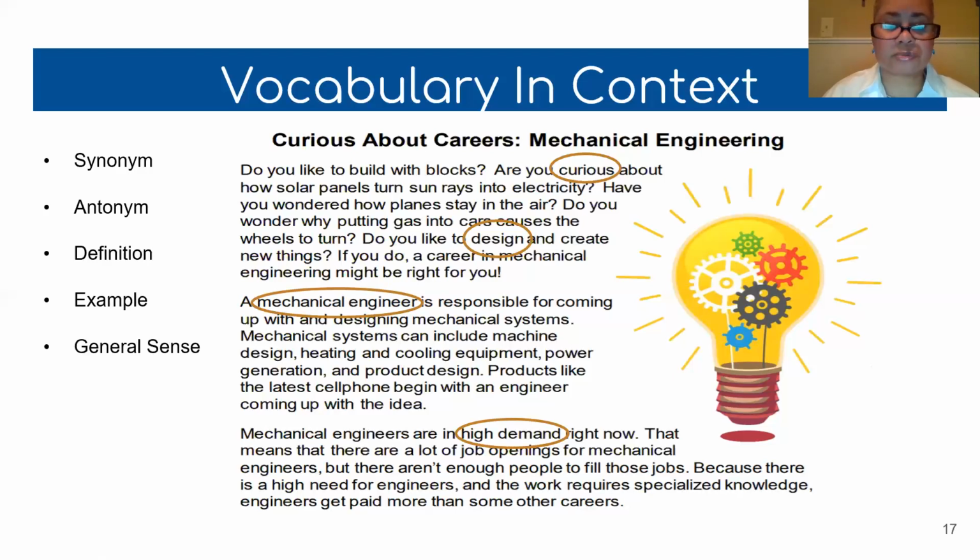Let's go to paragraph 2. A mechanical engineer is responsible for coming up with and designing mechanical systems. Mechanical systems can include machine design, heating and cooling equipment, power generation, and product design. Products like the latest cell phone begin with an engineer coming up with an idea. What is a mechanical engineer? What context clues does the author give as to the explanation of a mechanical engineer? What do they do?